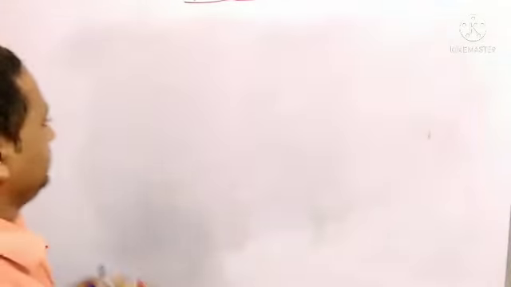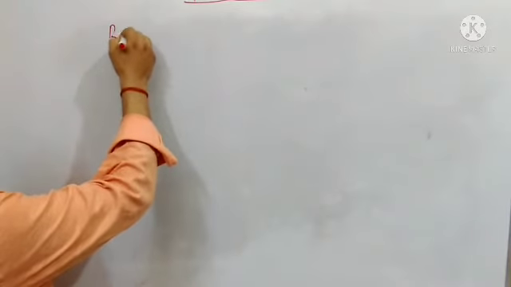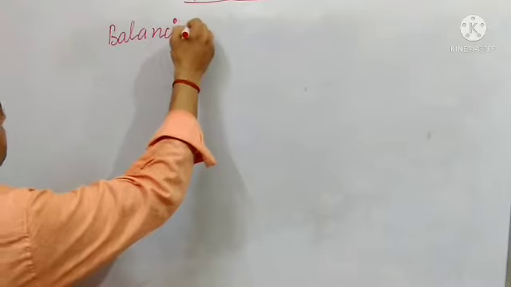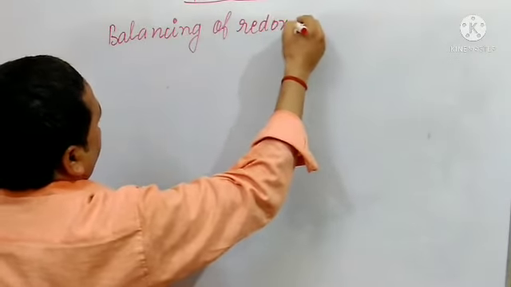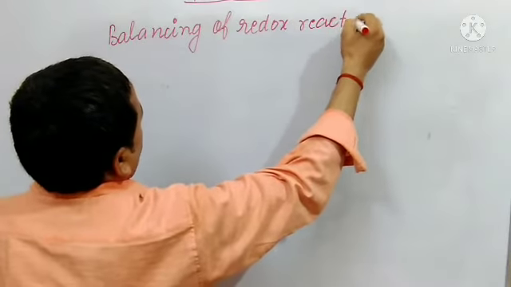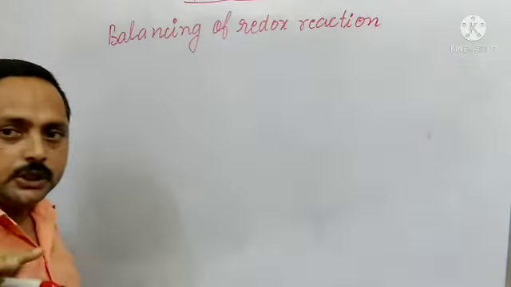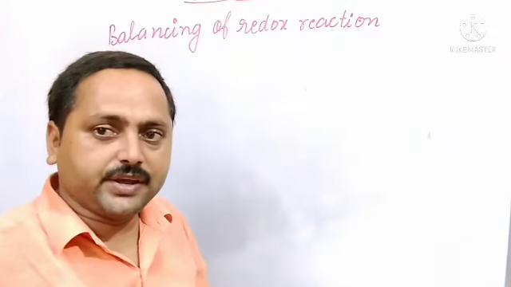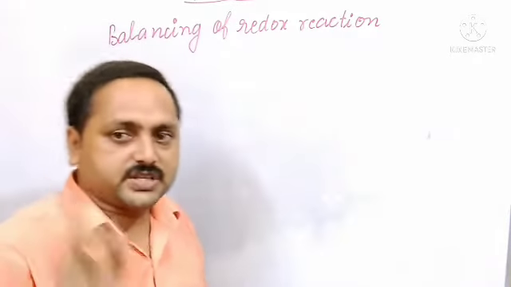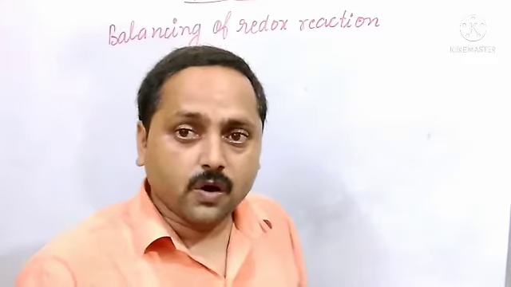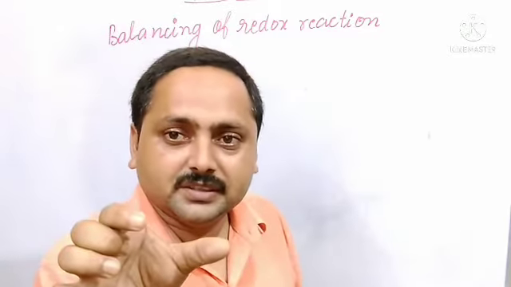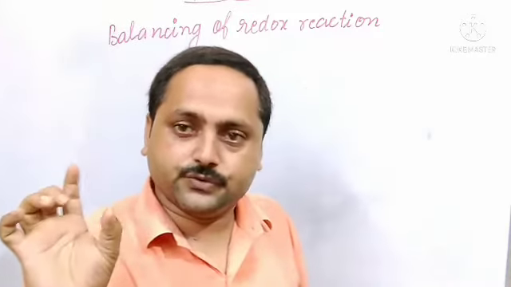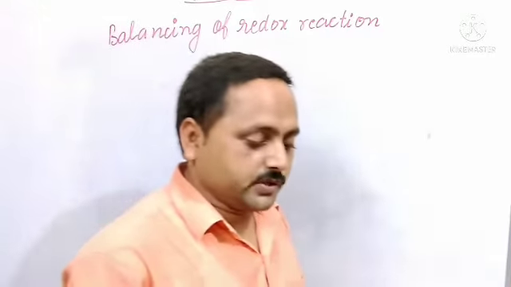Balancing of a redox reaction. Okay, there are two methods by which we can balance our redox reaction. First is the oxidation number method and second is the half reaction method. What is half? I will tell, not a full, half. The half reaction method is useful. This is also very useful. So let us see one by one.